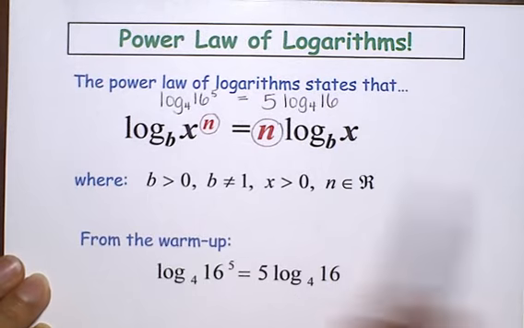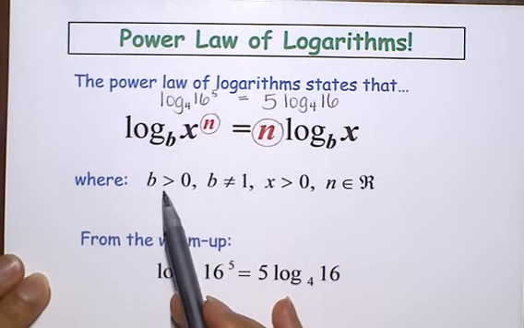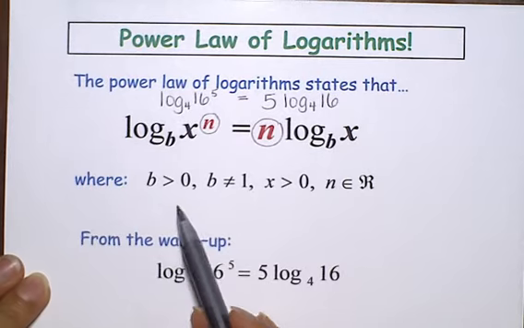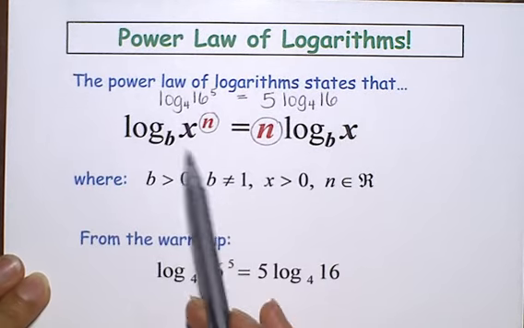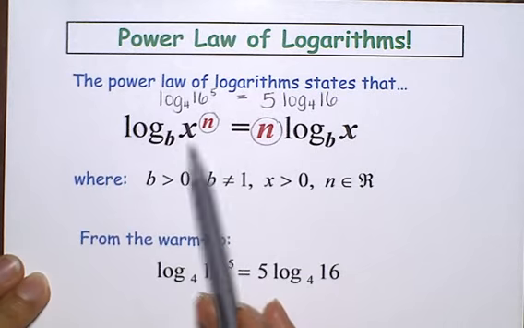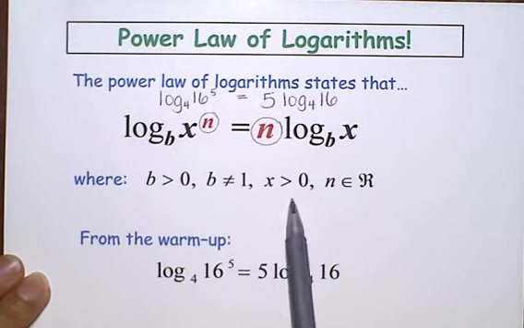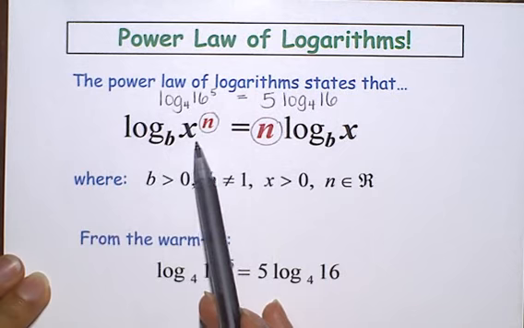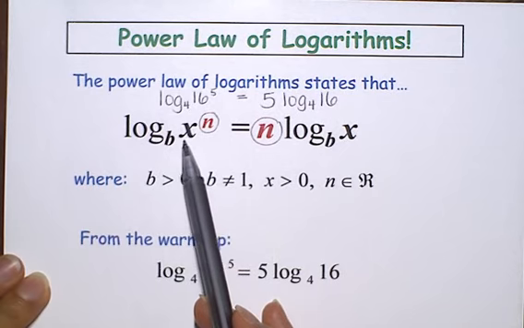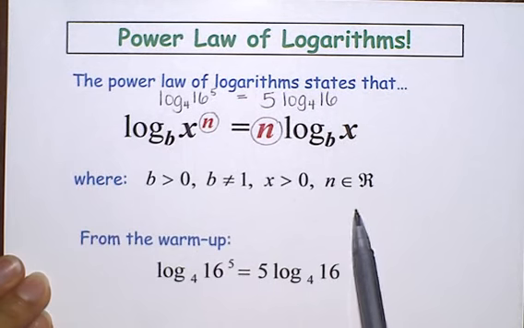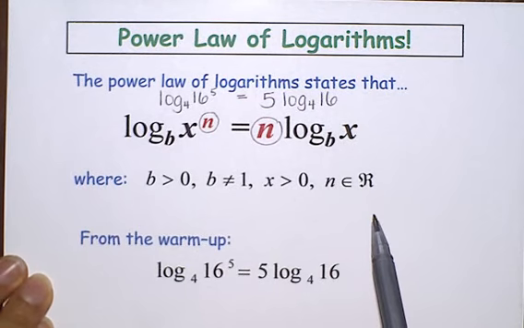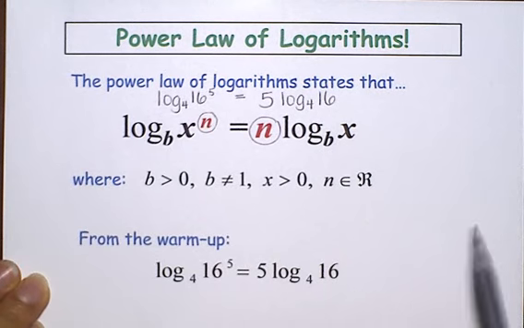Some of the conditions on the power law of logarithms include: b has to be greater than 0, and that's the same condition we looked at before. b cannot equal 1, again, same conditions. x must be greater than 0, which means that the value of x here has to be a positive number. We know that as well. And n is an element of all real numbers, so it can be any positive or negative whole number or a decimal number. So here it is from the warm-up again.